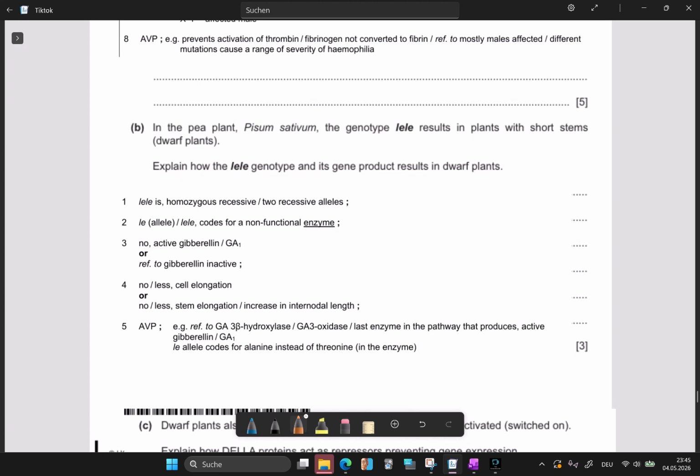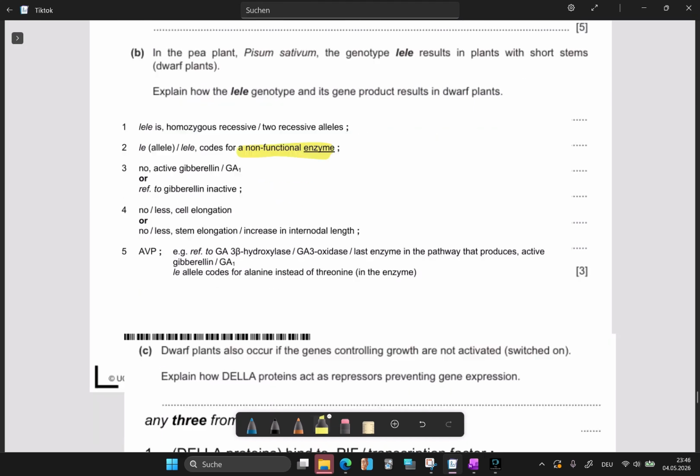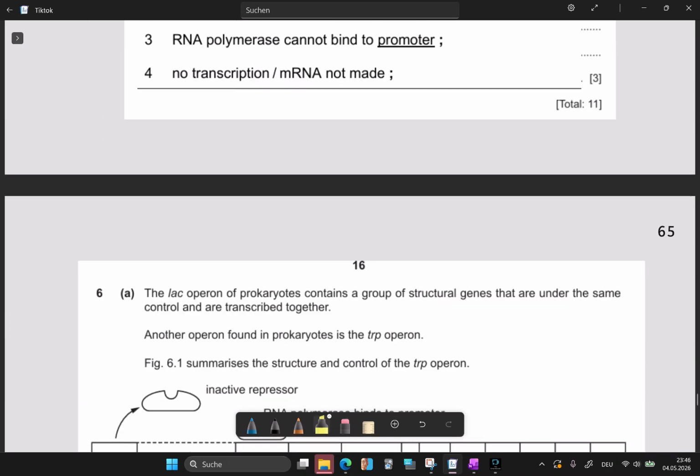And this question is telling us that the pea plant, the genotype has le small. Explain how the le genotype and its gene product results in dwarf plants. This was what I just said, that those plants have the recessive alleles, so it codes for a non-functioning enzyme. So sometimes when we explain, we just say that they do not have active gibberellin, but to be more specific, they do not have the enzyme that activates gibberellin. So they have inactive gibberellin. Okay, so that's a little bit more specific. And then you complete the answer like we did. And this was the part about the DELLA protein, already explained this.